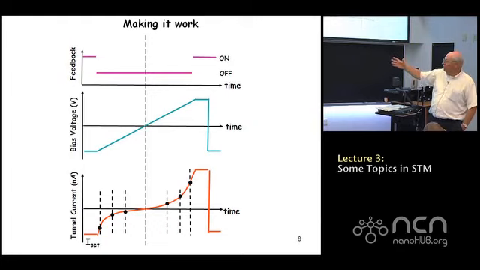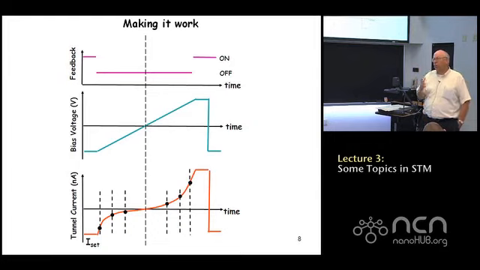This is all at one pixel. This is all at one XY position of the tip above the substrate. You have to repeat this process as you raster the tip in a systematic way over the sample. You constantly have to be turning the feedback on and off, ramping the voltage, measuring the tunnel current.